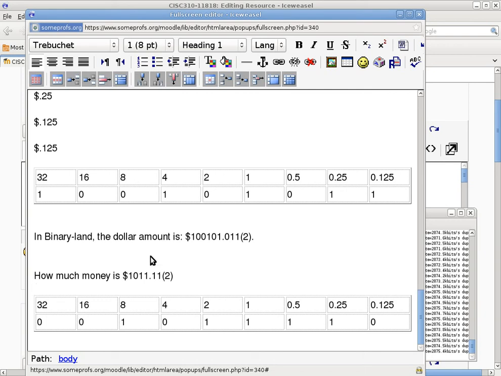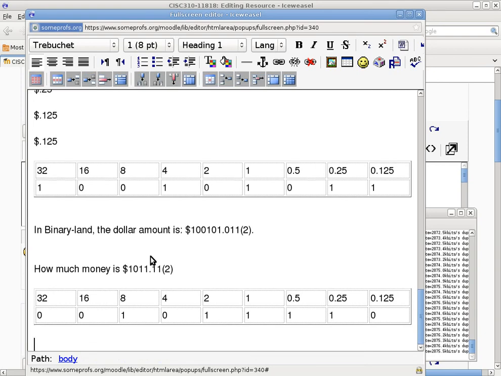Okay. Now, can we finish this conversion? Can someone tell me how much exactly? Go ahead. 1175. 1175. Very good. So it is 8 plus 4. It's 8 plus 0 plus 2 plus 1 plus 0.5 plus a quarter. So that adds up to $11.75. Okay?